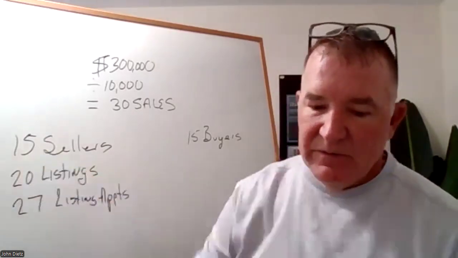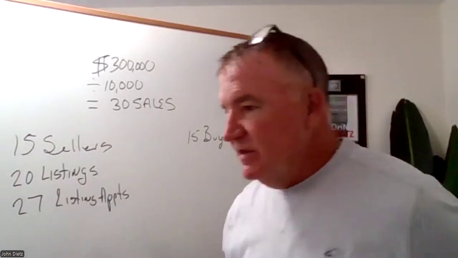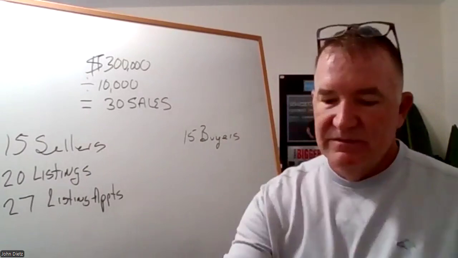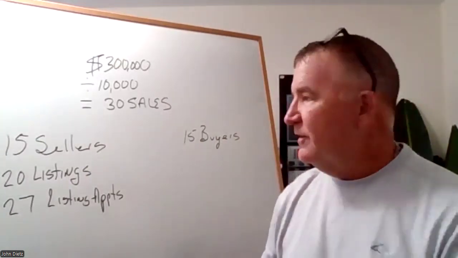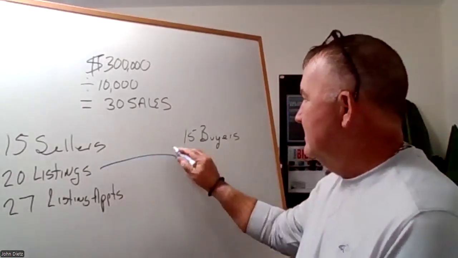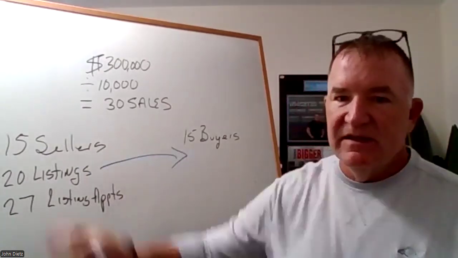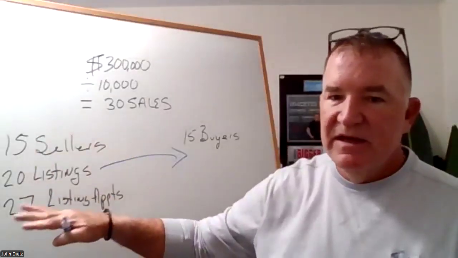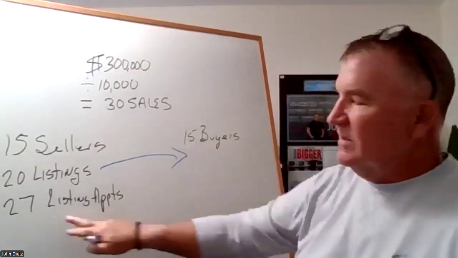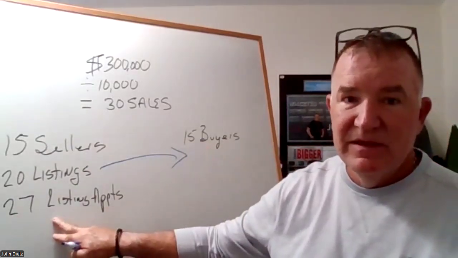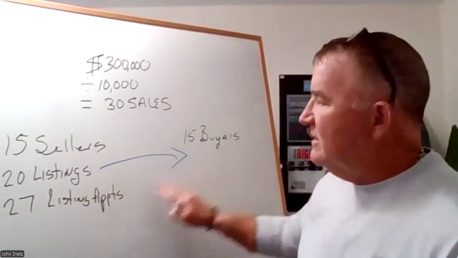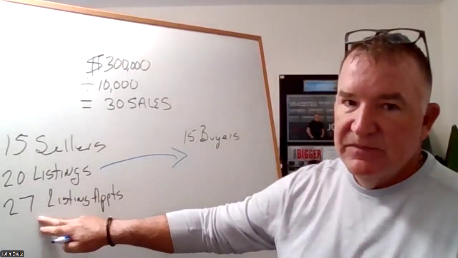Now, when you look at the buyer side of this conversation, the numbers are similar, but they're also just a little bit different. Here's the other thing. The best source for buyer leads is seller listings. So the reason we focus on the seller side of the equation is because the best way for us to close 15 buyers is to take 27 seller listings. Everybody hear that? The best way for me to close 15 buyers is to take 27 seller listings.